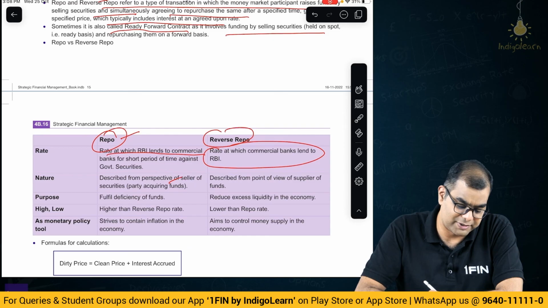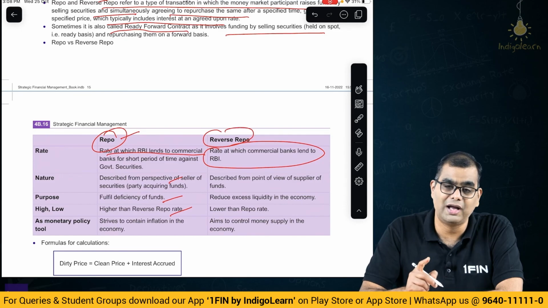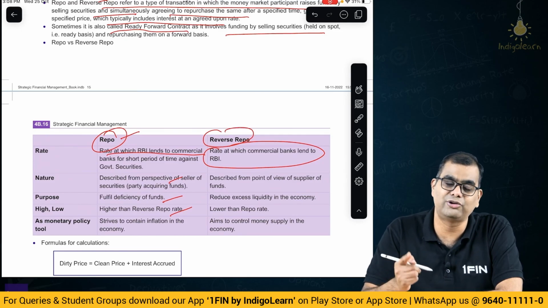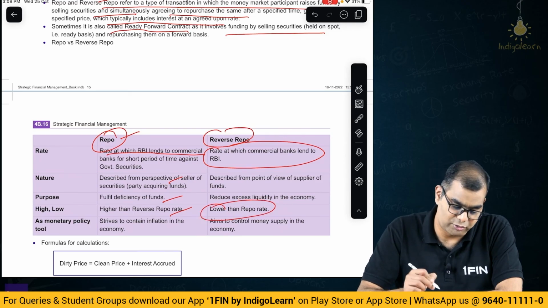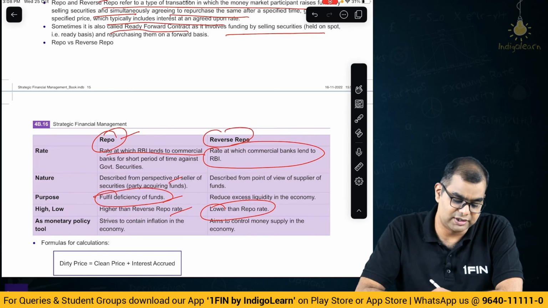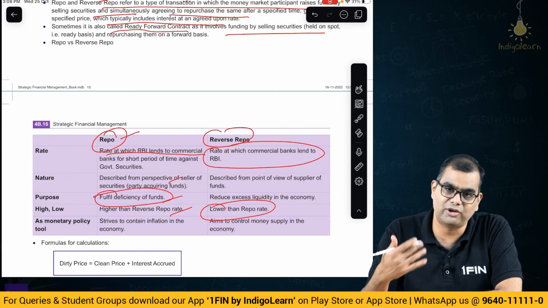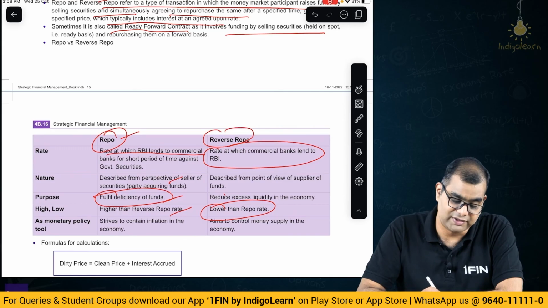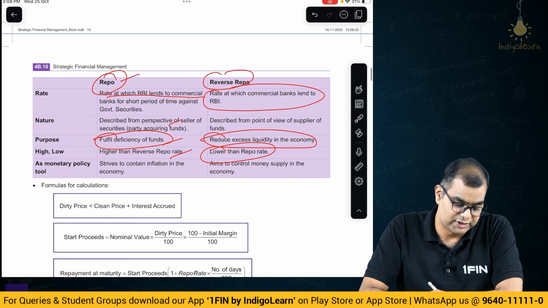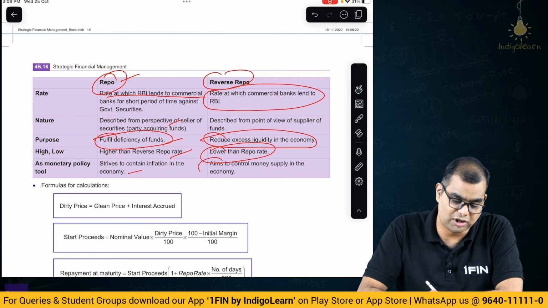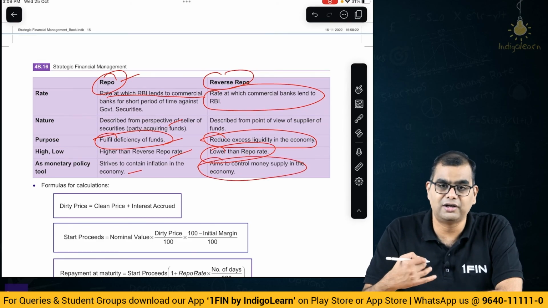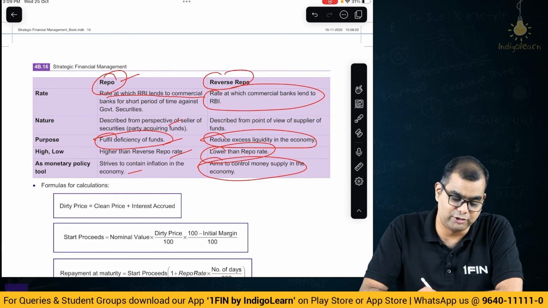Described from the perspective of the seller of securities, it is to fulfill deficiency of funds, and it is higher than the reverse repo rate. So, when RBI lends you money, they will lend it at a higher rate. When you lend to RBI, the RBI will give you a lower interest rate, lower than repo rate. Purpose of repo is, in case there is a shortage in the market, you will give money to everybody in the market so that there is no liquidity crunch. Whereas when there is excess liquidity, you will do reverse repo. Then as monetary policy tools, they strive to contain inflation in the economy. So you keep sucking out liquidity, so you control inflation. Aims to control money supply in the economy. So if there is limited money supply, you push more money by doing reverse repo.